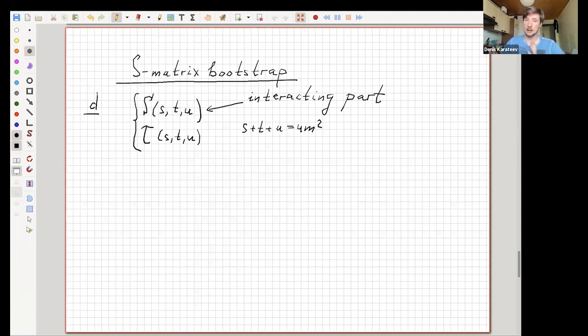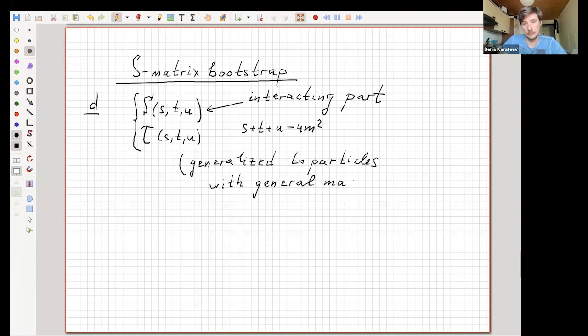And I will be talking about scalar particles only. However, everything I say here can be generalized to particles with general masses and spins. And this generalization is by no means easy. It's actually quite complicated. So I don't want to diminish it, but it is enough to talk about scalar particles to get the conceptual idea of what can happen. And then you can also go to spinning particles, and there are some results currently derived with spinning particles, but it's by no means easy.